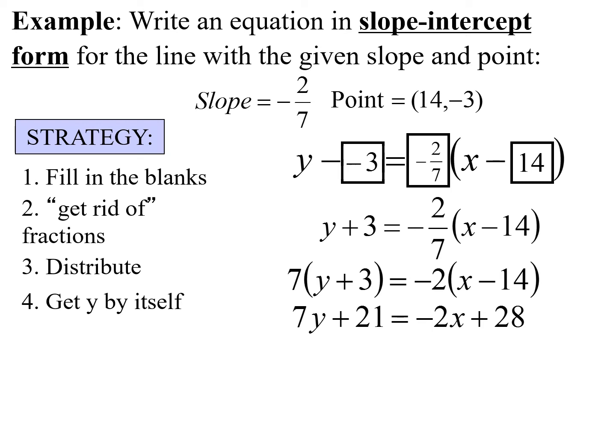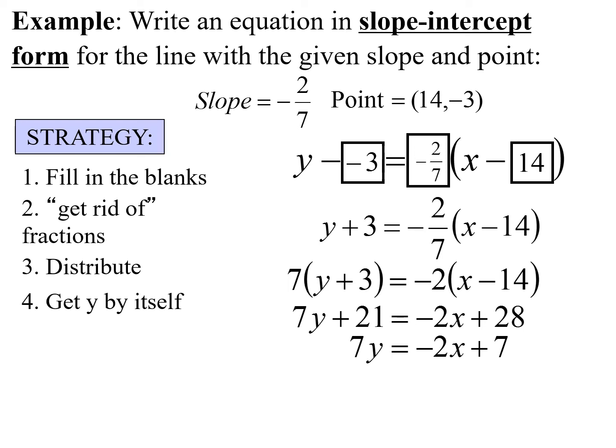So remember that when I distribute that negative 2, I have to be careful with the negative sign. So negative 2 times positive x is negative 2x. Negative 2 times negative 14 is positive 28. Now I want to go ahead and get y by itself. So I need to subtract 21 from both sides. When I do so, I get 7y is equal to negative 2x plus 7.